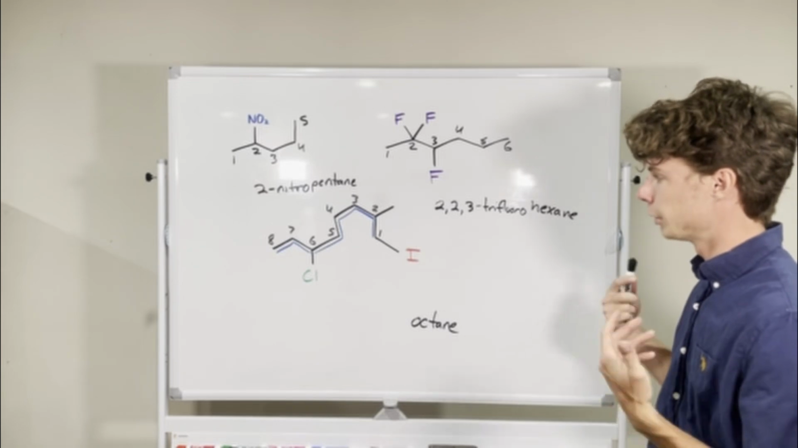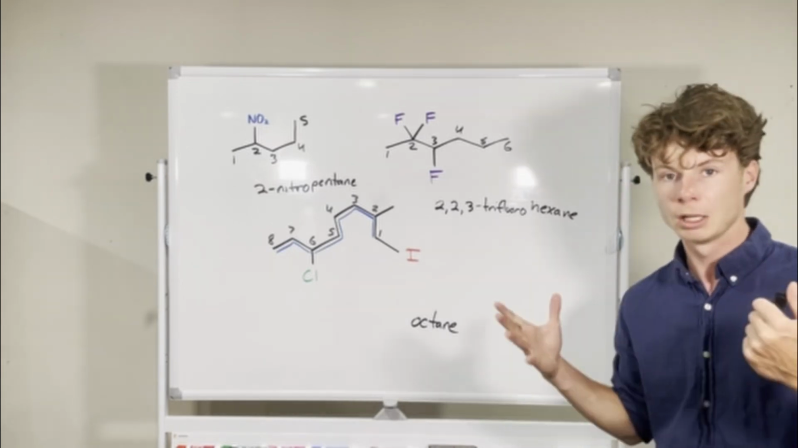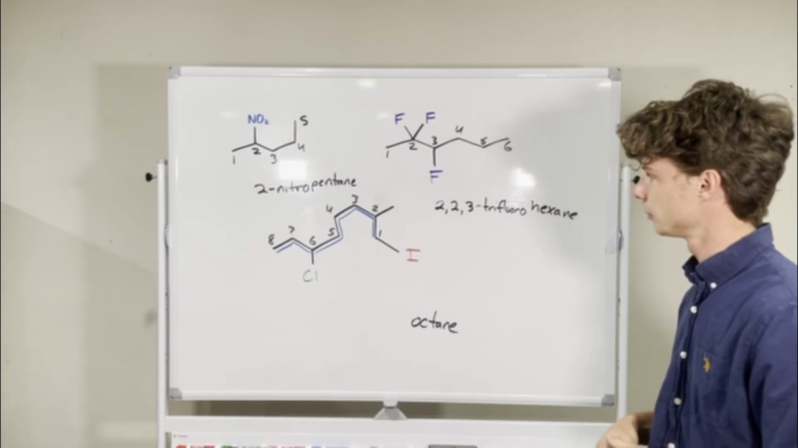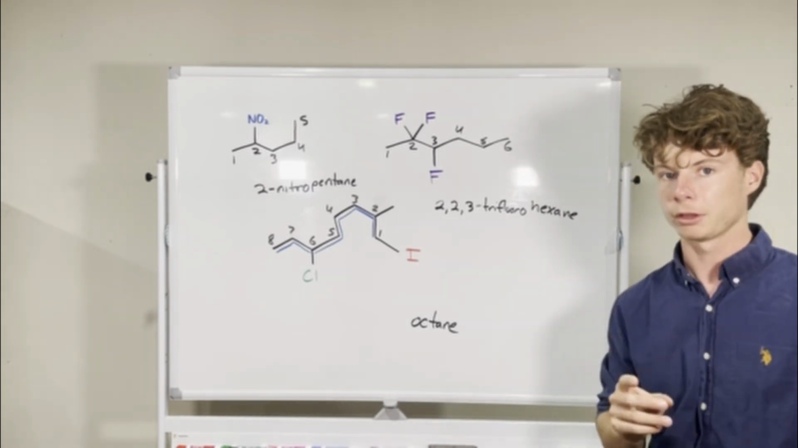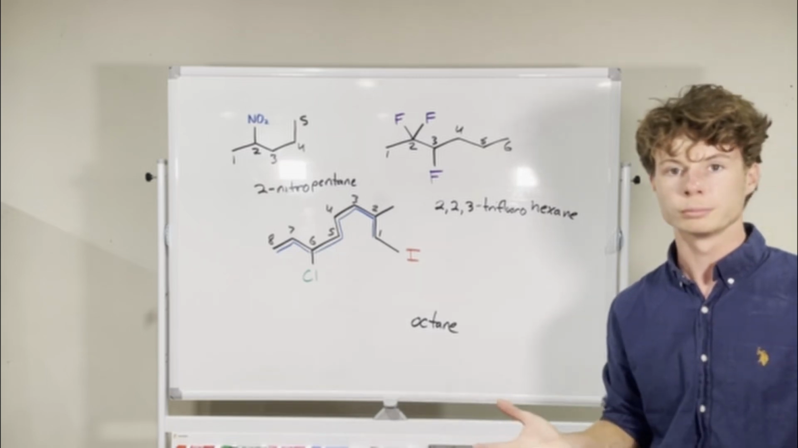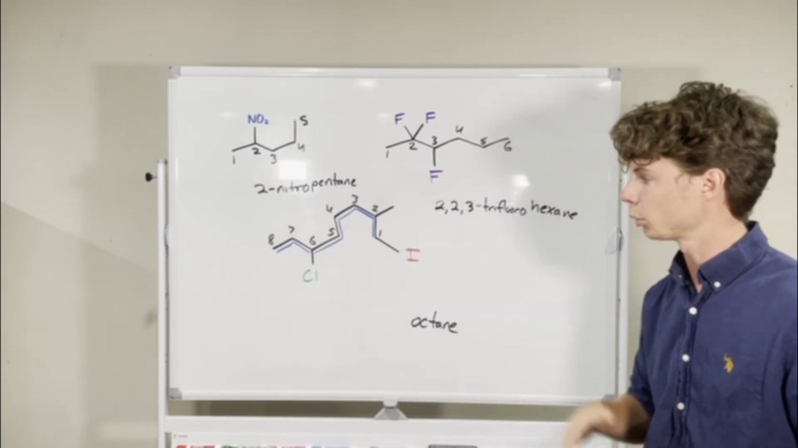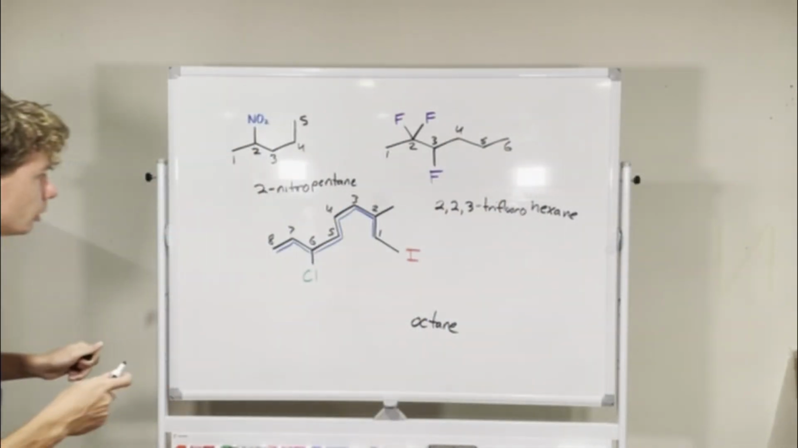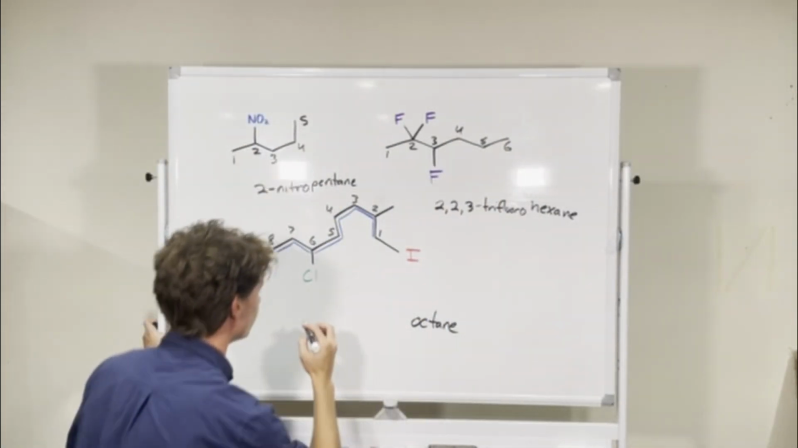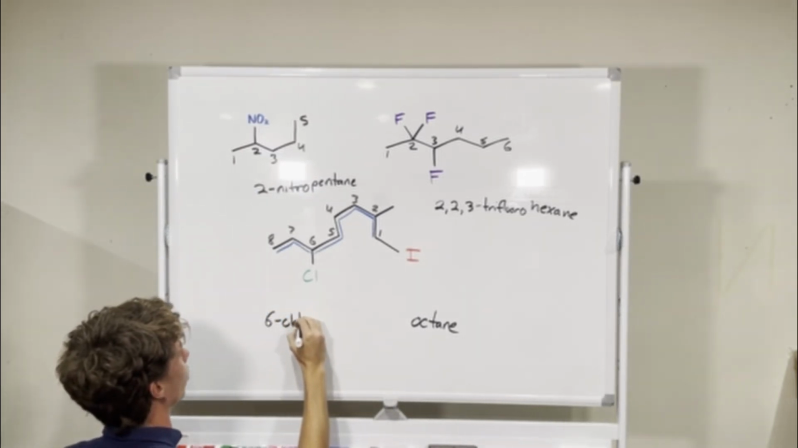All right, I've put everything in the right position. I've identified my substituents. I have the root name. I'm ready to name this thing. What should come first, chloro, iodo, or methyl? Chloro. When we get to this point, we have to think about alphabetical order. So chloro group's going to come first. Chloro group is on position 6, so I will say 6 chloro.